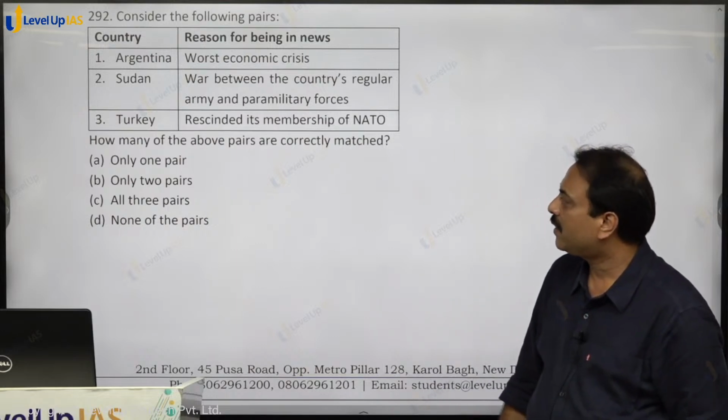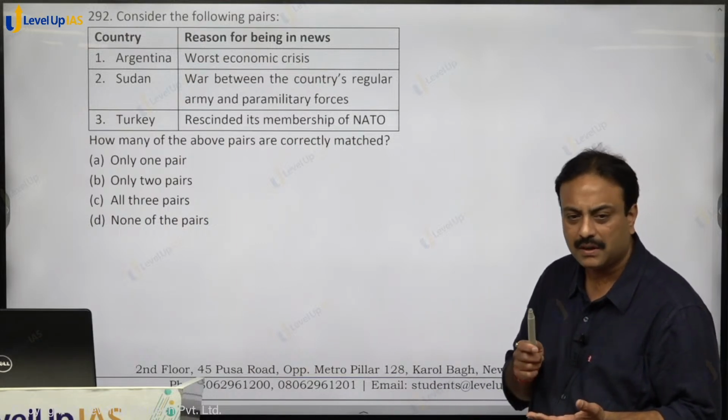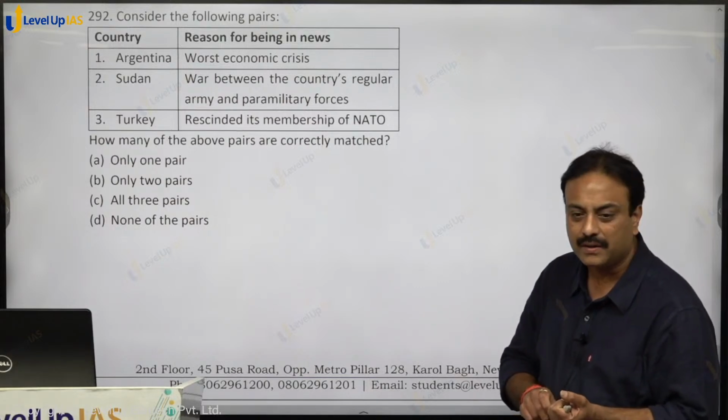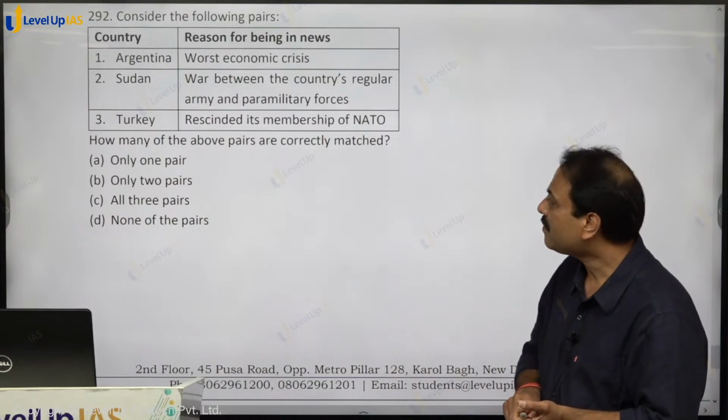War between the countries, regular army and paramilitary forces. That is the reason for which Sudan is in news these days. So it is also correct, and it is going on since long.